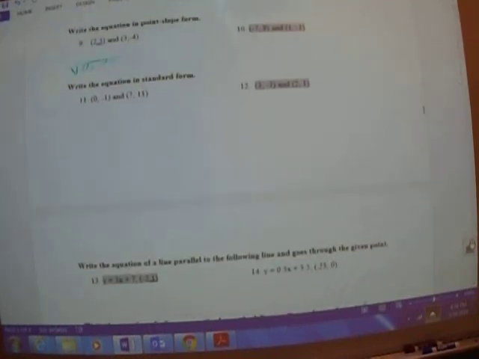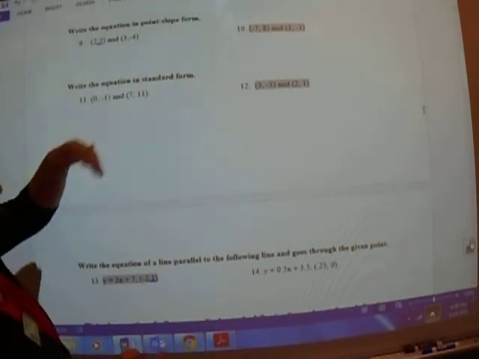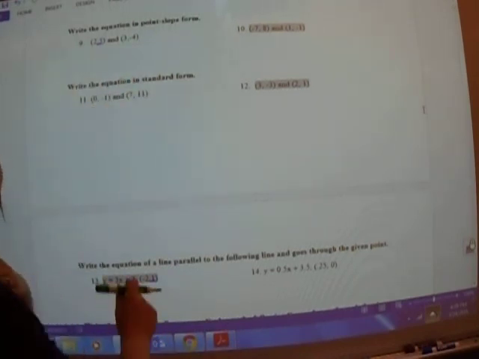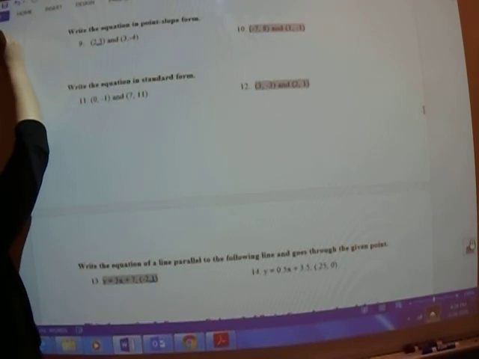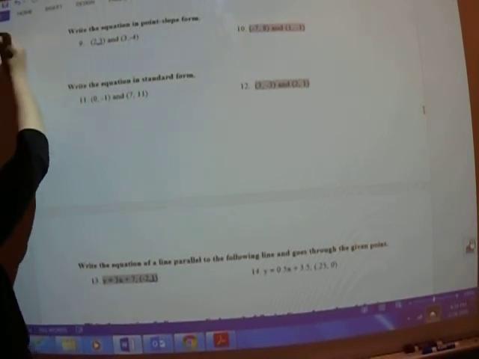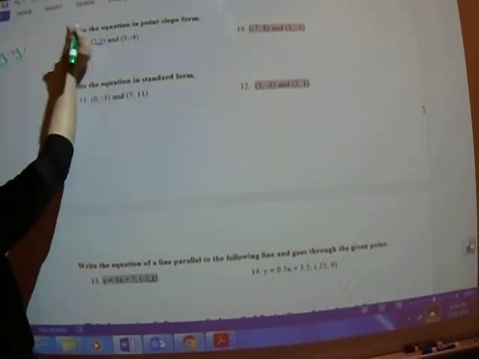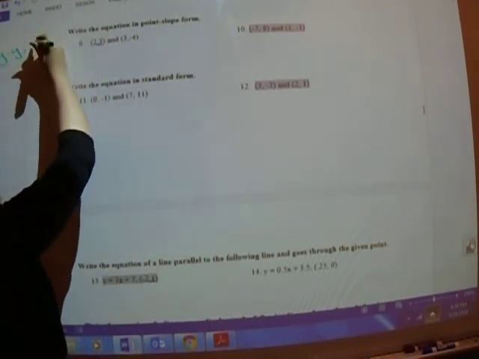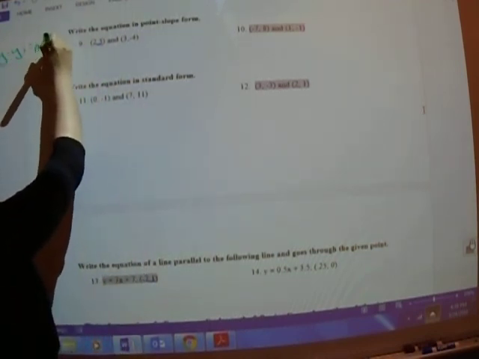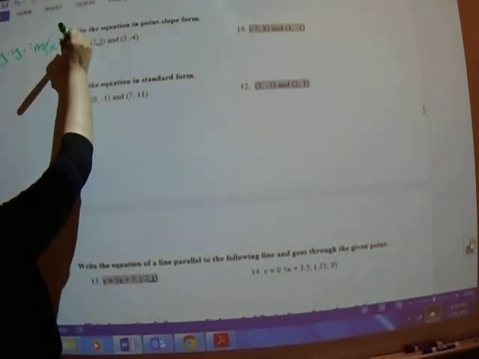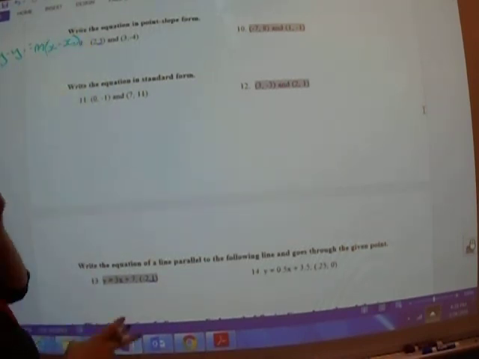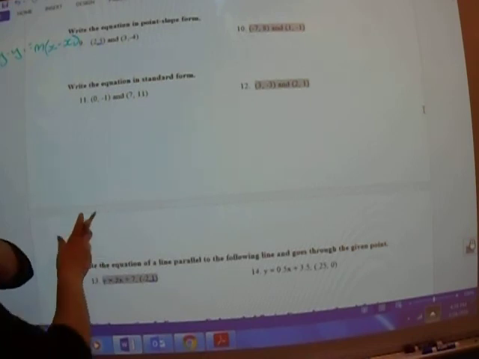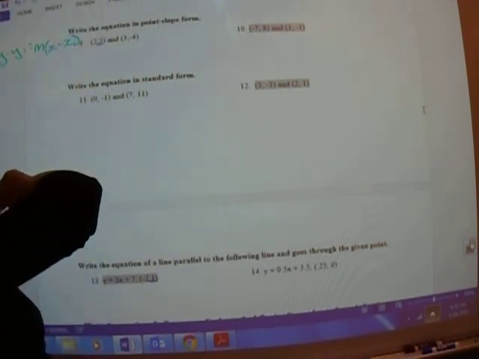Alright, number 9. Write the equation in point-slope form. Well, point-slope form looks like this: y minus y1, where y1 is whichever point we choose, equals m times x minus x1. Okay? So here's what we're going to do. We're going to find our slope first, right?